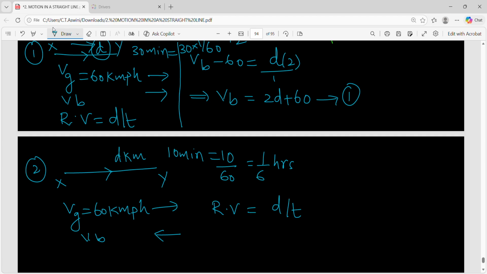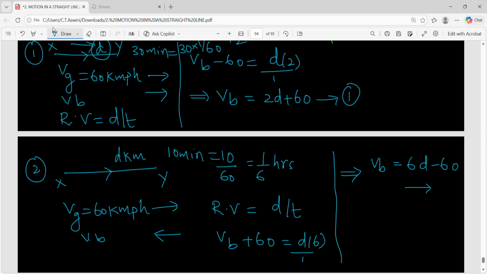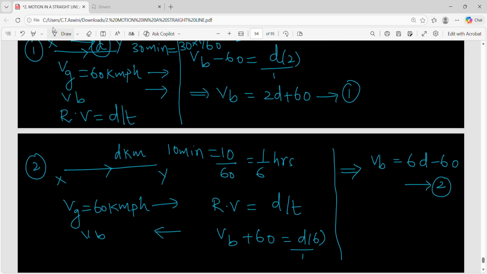So what is relative velocity? Distance upon time. But this time opposite directions, I have to take plus. VB plus 60 is equals to D upon 1 by 6. So how much will you get? VB is equals to 6D minus 60. Let this be equation 2. Clear?